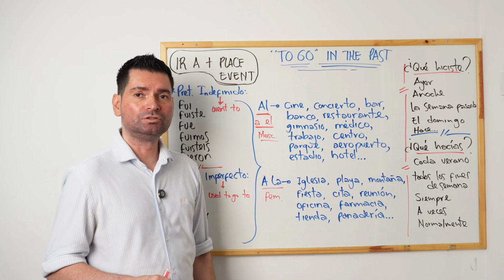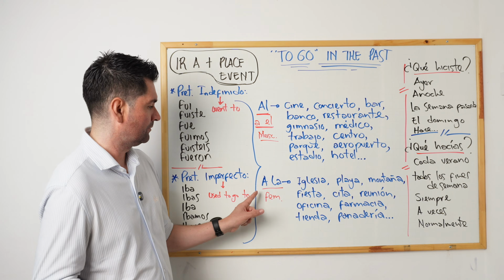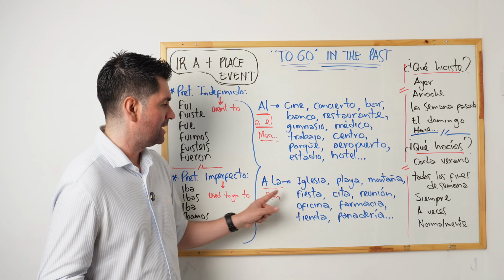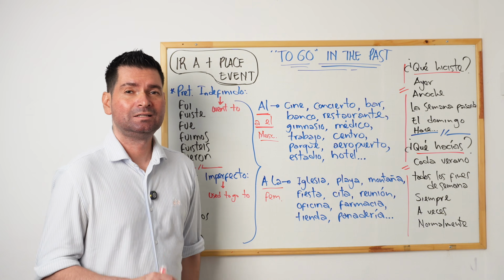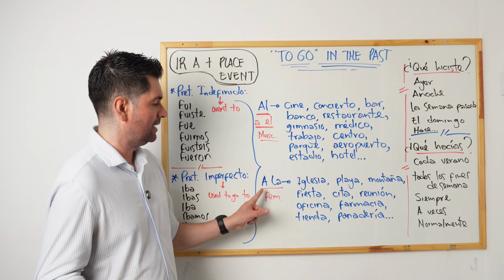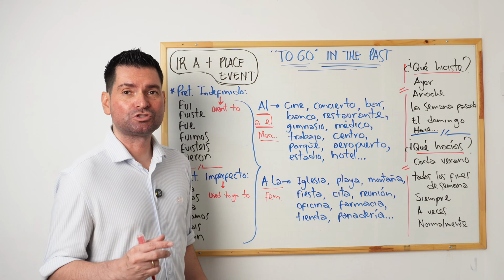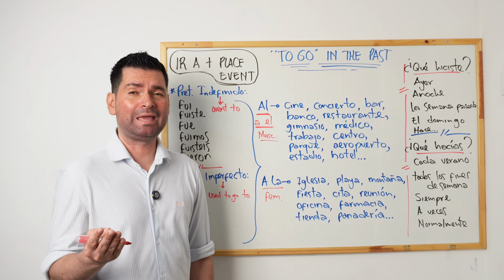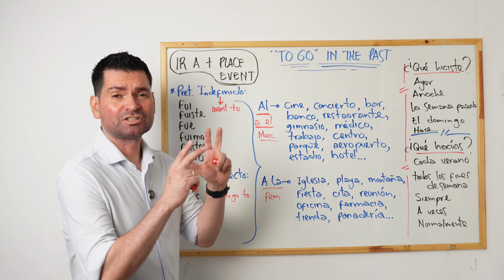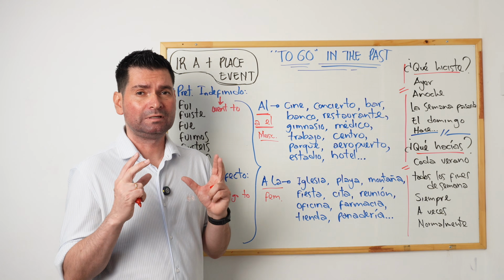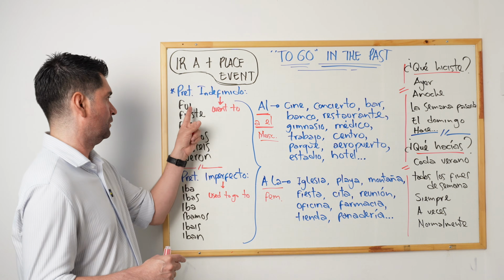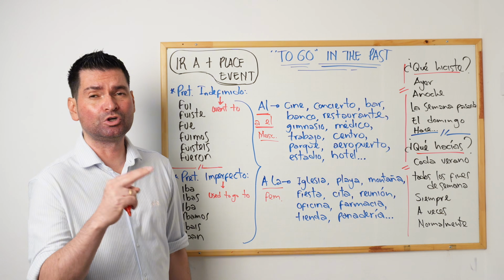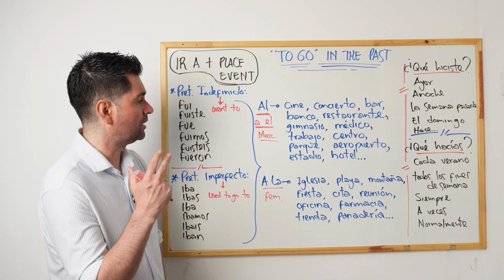A la reunión, to the meeting. A la oficina, to the office. A la farmacia, to the pharmacy. A la tienda, to the store. A la panadería, to the bakery. These are just a few very common nouns that you're going to use both with fui a, I went to, and iba a, I used to go to a place or an event.